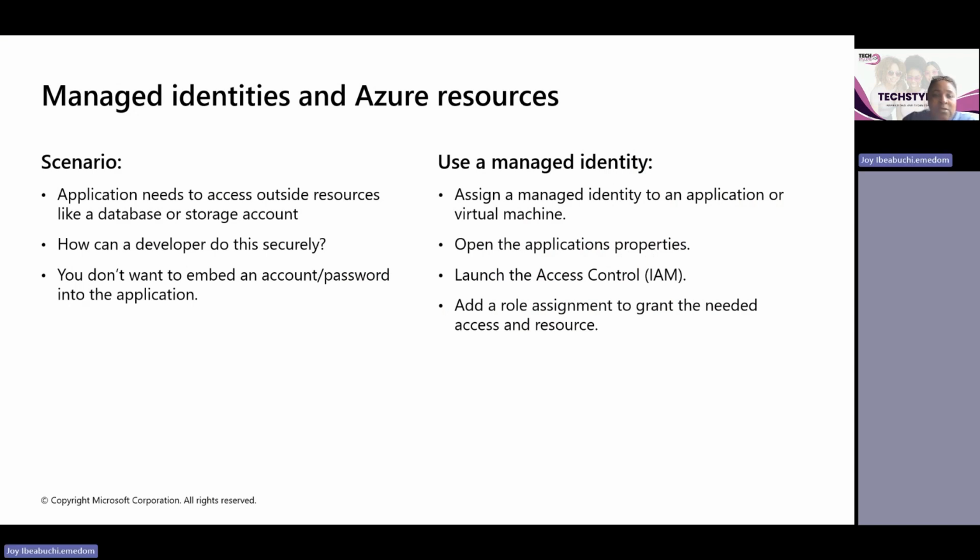So this is a typical scenario. You have an application that needs to access outside resources like a database or storage account, right? So the question will be, how can a developer do this securely? And you don't want to embed an account and password in the application. I think it was in the second class where I talked about the Uber compromise that happened, where through social engineering, they got access to this privileged user, and they got a PowerShell script that had the account and password embedded in it.